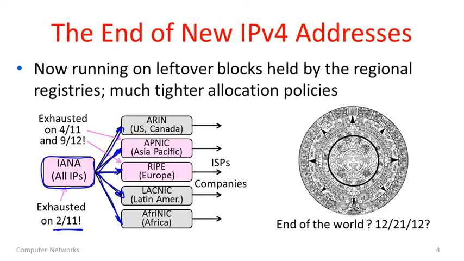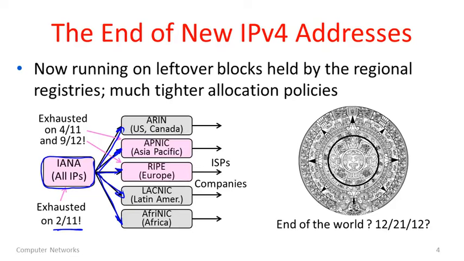RIPE, it's the other way around. APNIC was the first to go. In April of 2011, it ran out. Much more recently, RIPE ran out of addresses in September of last year. So everyone is sort of on a countdown. Now that the addresses are almost gone, much tighter allocation policies are being used. You need to satisfy many greater hurdles if you're to obtain new IP addresses. And secondary markets are springing up where companies are selling the IP addresses they already have to other companies and so forth. So it's all getting more difficult.